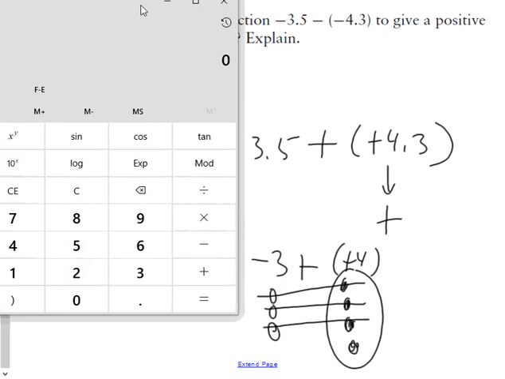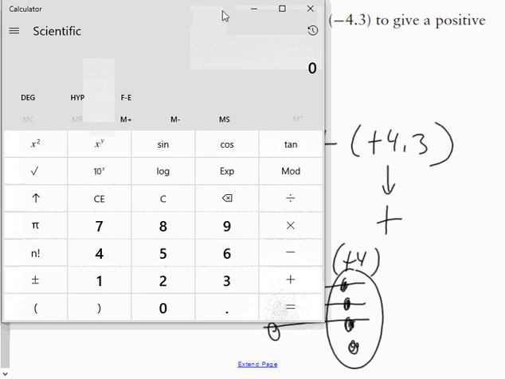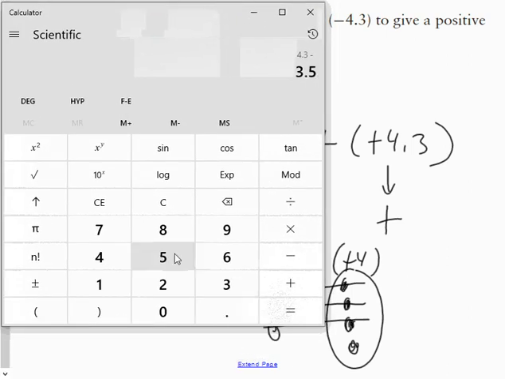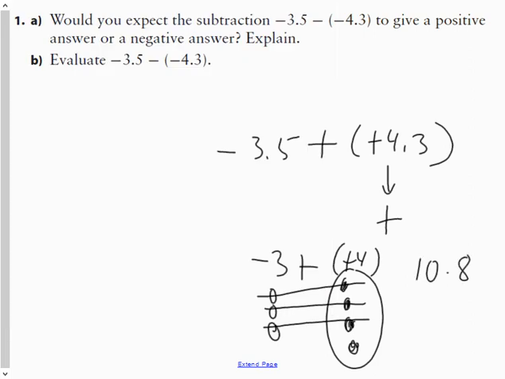Oh, it's over here. Let's make this calculator smaller. Can I do that? No. I would take my 4.3 and I would take away 3.5 from it, and it would tell me I have 0.8 more. So my answer is positive 0.8.